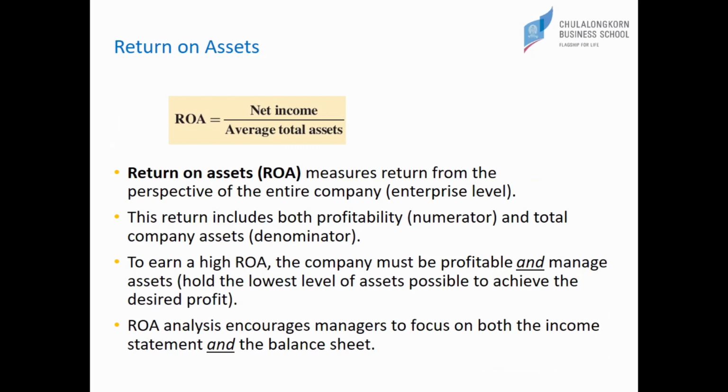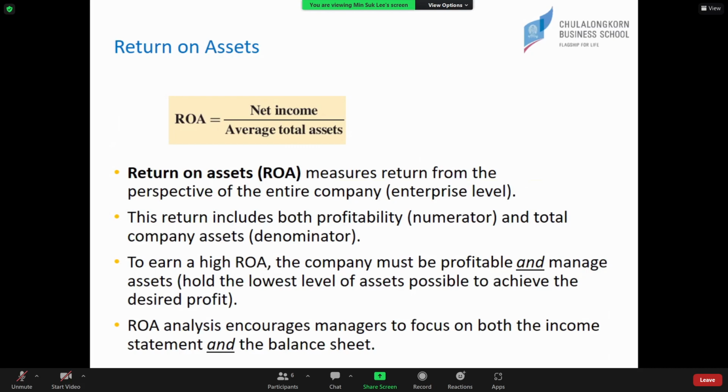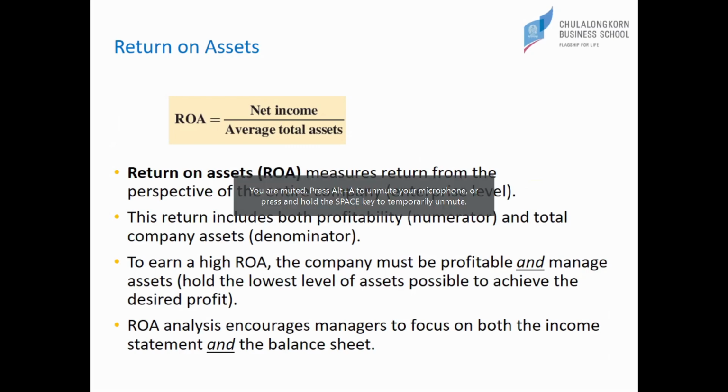So if the company wants to earn high ROA, the company has to be profitable and at the same time manage their assets. So they should try to hold the lowest level of assets possible while maintaining this net income level to earn high ROA. So analyzing this ROA encourages managers to focus on both the income statement and the balance sheet. And this, the last bullet point, was the intuition behind this DuPont framework.